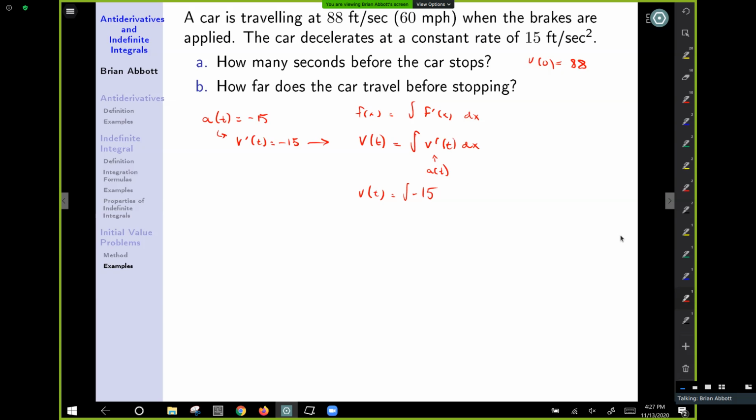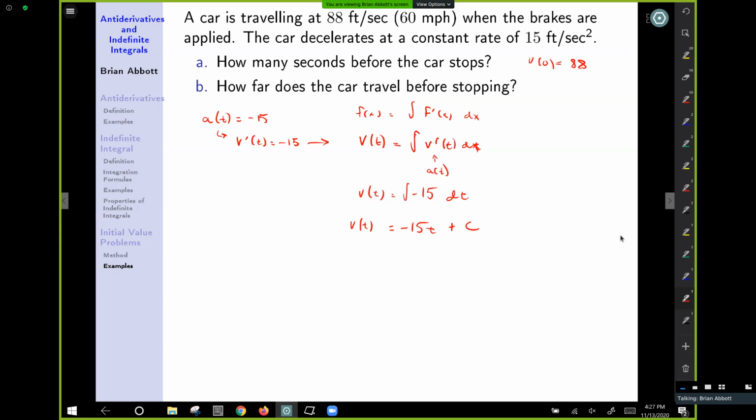Negative 15. Maybe I'm mixing up my t's and x's a little bit here. That should be dt there: negative 15 dt, because our variable is t. That's something we know how to do with the power rule. Or even more logically, what has derivative constant negative 15? Negative 15 times t. But don't forget, we've done an indefinite integral, so we could tack on any constant number there. So now we have an expression for our velocity.